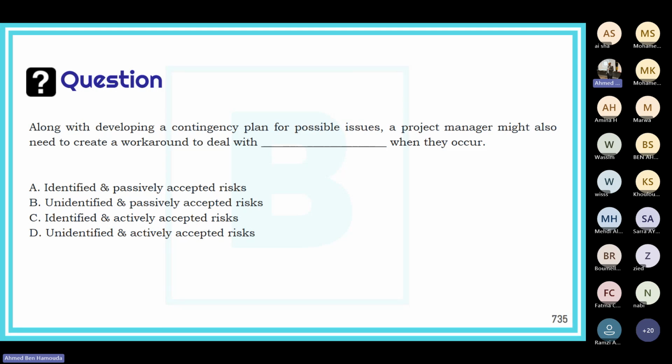Identified and passively accepted risks, unidentified and passively accepted risks, identified and actively accepted risks, or unidentified and passively accepted risks? Now, a contingency plan is for possible issues, but a workaround is for unknown unknowns, the unidentified risks, and therefore we need to have a management reserve here. The management reserve we keep on the side to deal with unidentified risks, which are also passively accepted because we don't know them yet, so they cannot be actively accepted, so they are passively accepted.